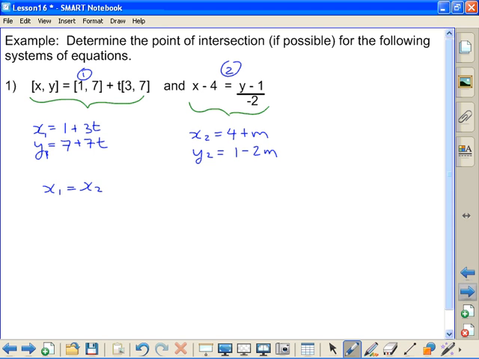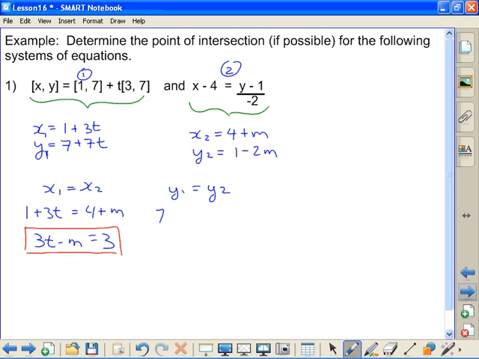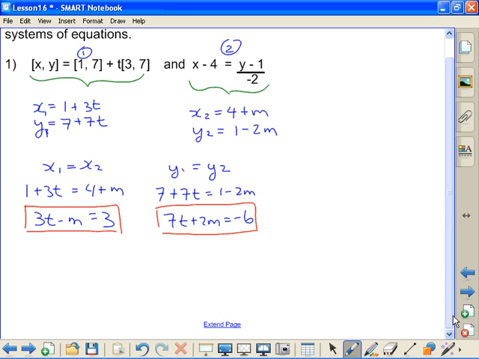So I'm going to solve. But when I set these equal to each other, I find that I have 2 variables in here. So simplifying, or rearranging this, I should say, 3t minus m equals 3. So I'm going to get it in this form. So I have an expression using the scalar multiples from the direction value, or the direction vector. I'm going to do the same with the y's. So y1 equals y2. 7 plus 7t equals 1 minus 2m. So 7t plus 2m equals negative 6. I'm going to take those 2 equations and I'm going to solve for t and m.